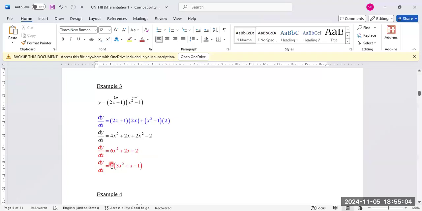When I take out the 2, what is left? I take out 2 out of 6, I have 3 left. But it's not just 3, it's going to be 3x squared. I take a 2 from 2x, I'm going to have x. And I take a 2 from -2, I'm going to have -1. Questions?